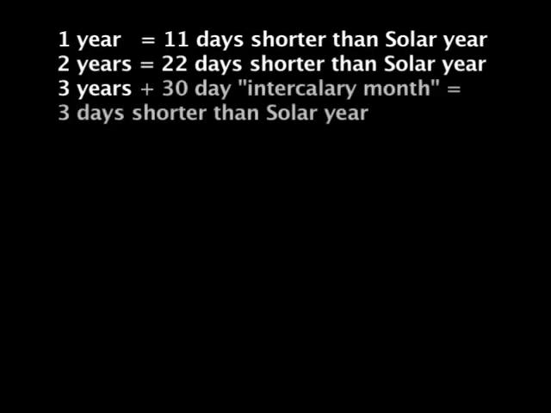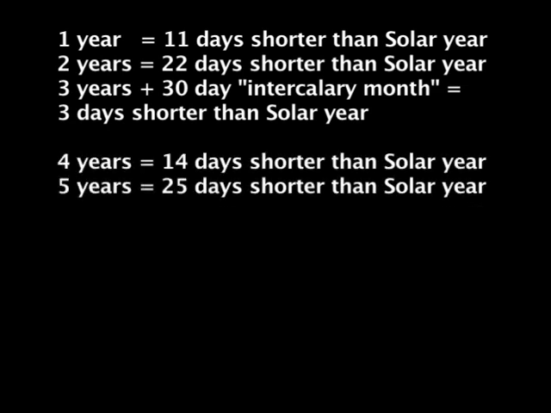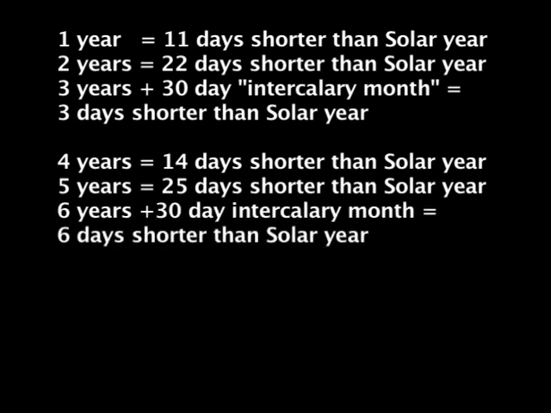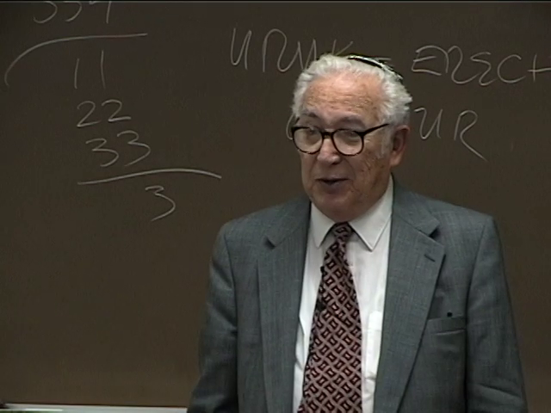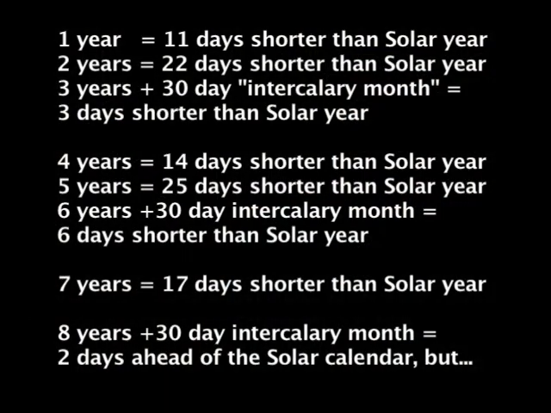You add a month and you wind up 3 days short. So you're back to close to the solar cycle. Then you have another year. By this time you're 14 days short. Then another one, 25 days short. You add a month in the 6th year, so you're only 6 days short. Still close. Then the next year, you have 6 plus 11, that's 17. 11 and 17, 28, you add a month, you're 2 days ahead.